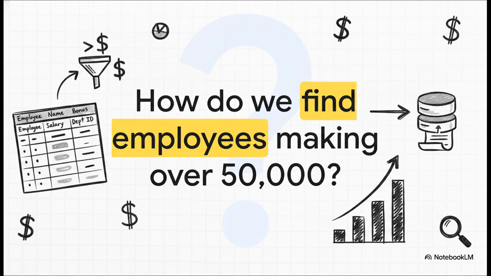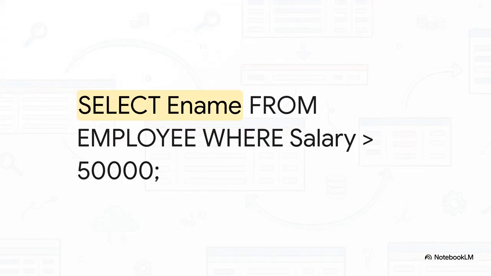If we want to find just the names of the employees who make a salary strictly greater than $50,000, how do we actually ask the database to fetch that for us? Well, the answer brilliantly illustrates just how intuitive SQL really is. The command is select ename from employee where salary is greater than $50,000. It practically reads like a normal sentence.